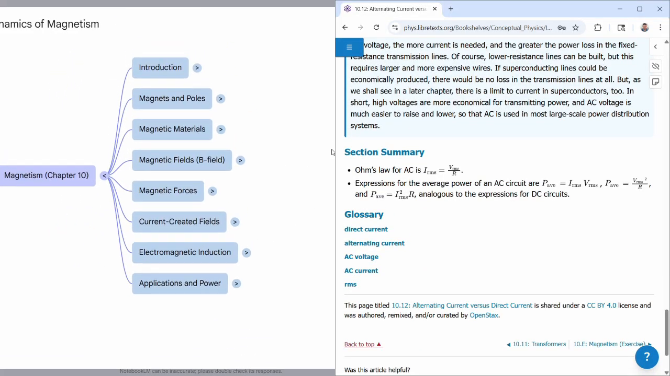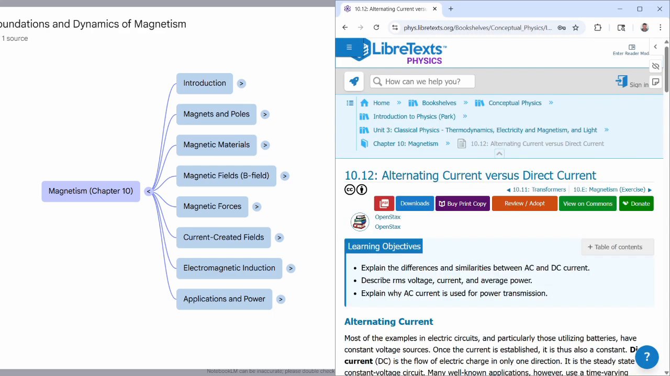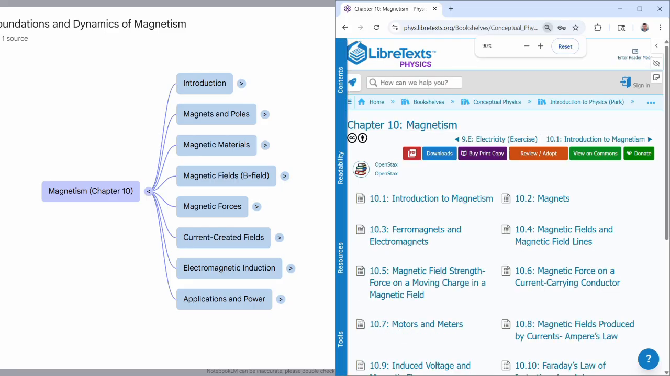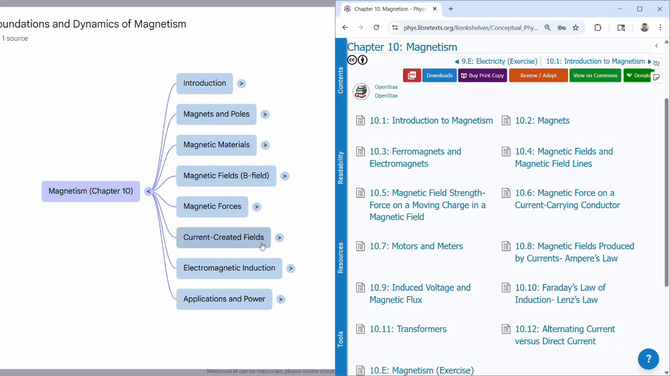So that covers all the topics in chapter 10. Again, it's a long chapter. It covers almost 1.5 to 2 lecture sets worth of material. So you will see the materials relating to current-created fields in this first lecture set, and the remainder of the materials you will see in a separate lecture set. Thank you. Bye.